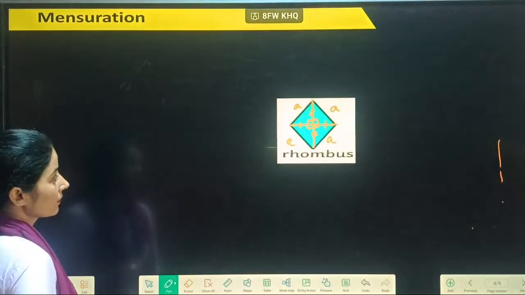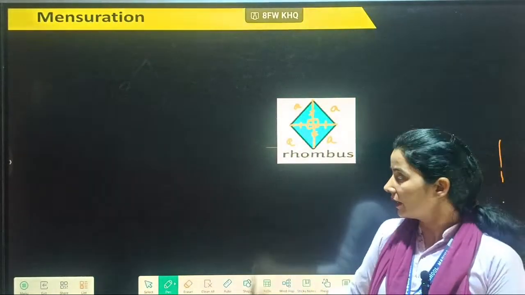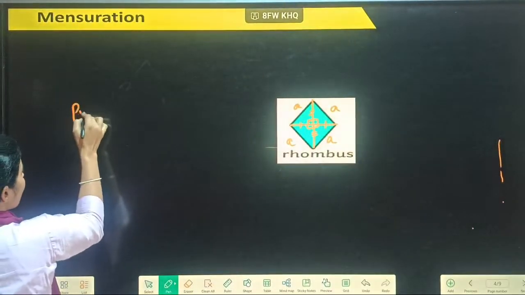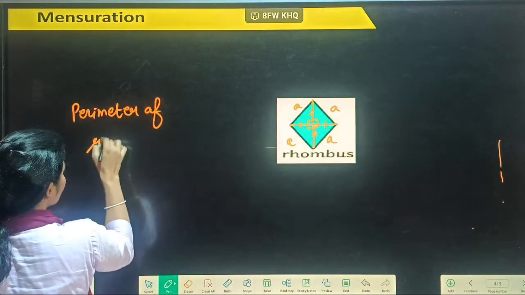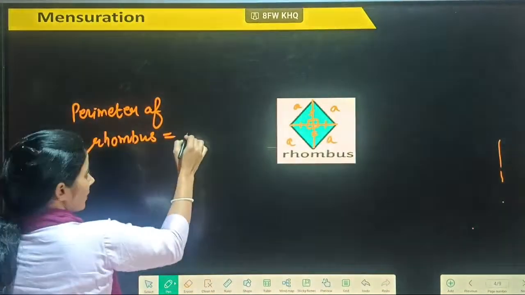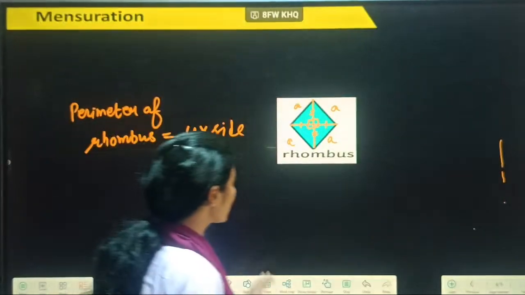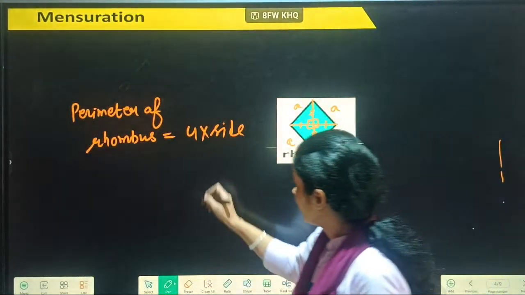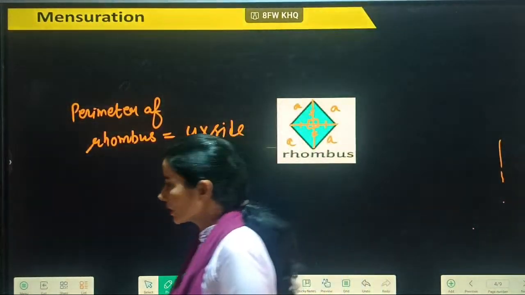Now see its perimeter and area, how we can find them out. What will be the formula for finding its perimeter? Perimeter of a rhombus is 4 into side, because all sides are equal. If you add A plus A plus A plus A, then you will get 4 times A. That is 4 into side. Side is A. And what will be its area?